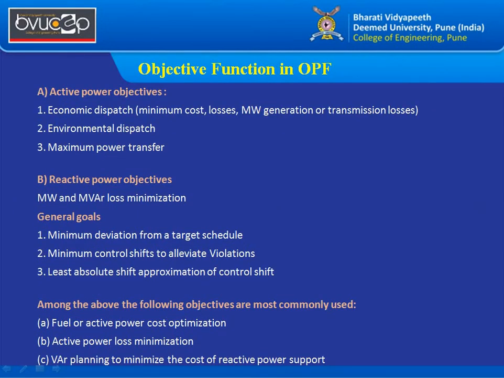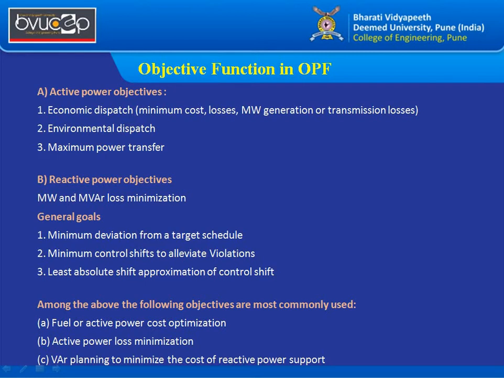Now let us quickly see the objective functions in OPF that can be defined. I've divided them into two parts: active power objectives and reactive power objectives, because when I say optimum power flow, we are going to consider the active power flow and the reactive power flow. For the active power flow, there are three main categories of objective functions: economic dispatch, environmental dispatch, or maximum power dispatch.